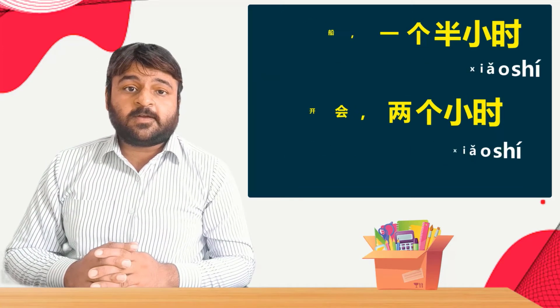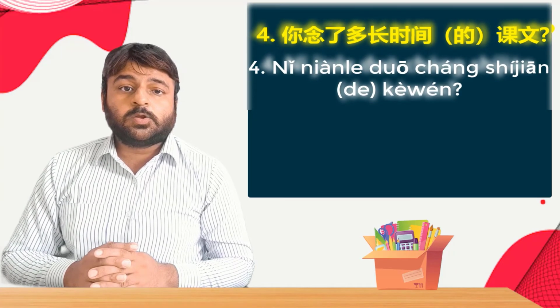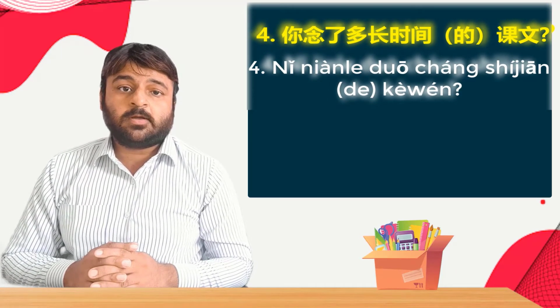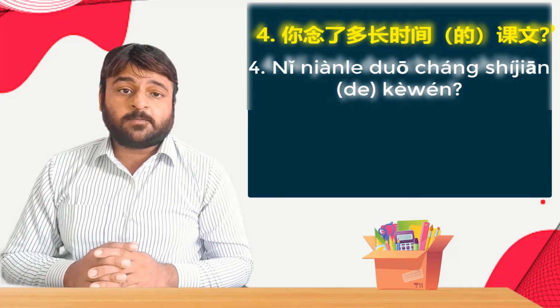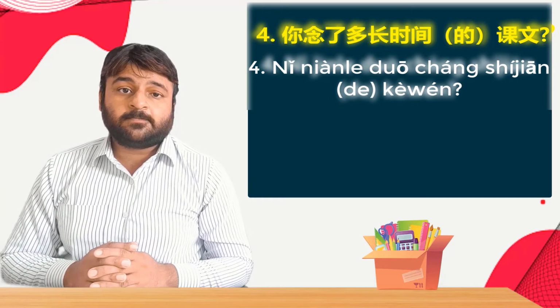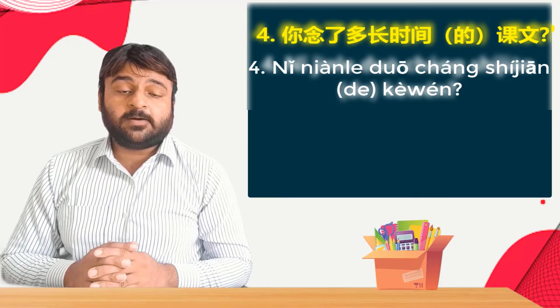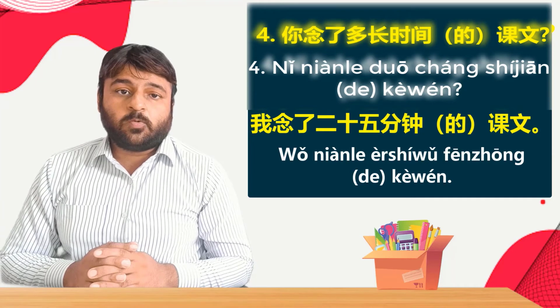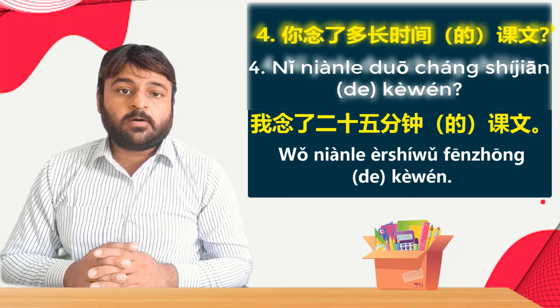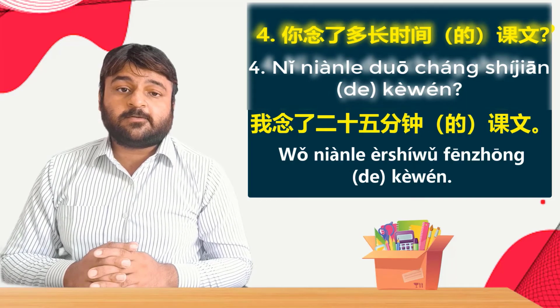Moving on to the fourth sentence, let us read out the sentence. 你念了多长时间课文? 课文, text, this is the object. 念, to read. How long did you read the text? 我念了25分钟课文. I read the text for 25 minutes.